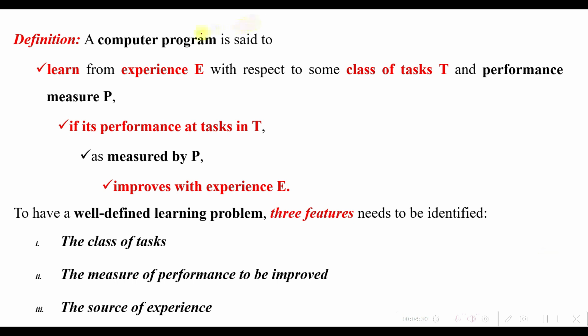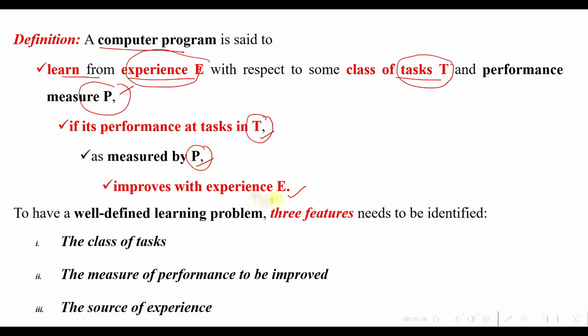You can define machine learning in another way. A computer program is said to learn from experience E with respect to some class of tasks T and performance measure P, if its performance at task T, as measured by P, improves with experience E. Simply, this is called machine learning. That means the machine learns from the experience with respect to some class of tasks T and performance measure P, and its performance at a particular task T, measured by P, improves by using the experience. So we have a well-defined learning problem.